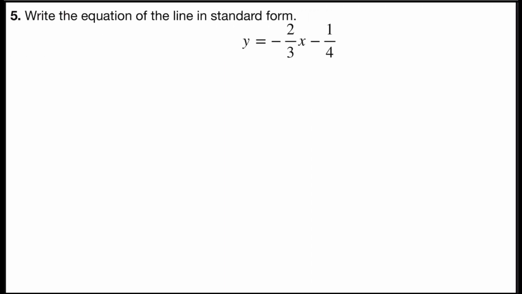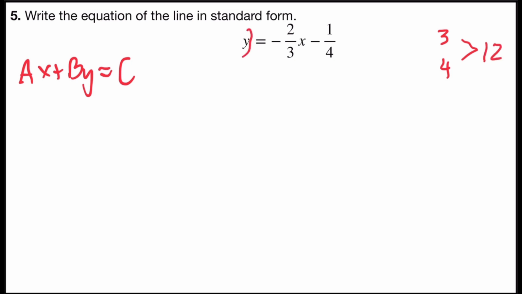Problem number 5 says write the equation of the line in standard form. Our equation in slope-intercept form says y equals negative 2/3 x minus 1/4. And so in standard form, ax plus by equals c, I have to have all integers a, b, and c, and I have fractions in my slope-intercept form. So I'm going to multiply both sides by the least common denominator. So I have a denominator of 3 and a denominator of 4, and the least common denominator of 3 and 4 would be 12. So I'm going to multiply both sides by 12.